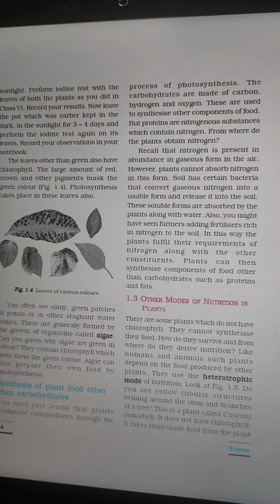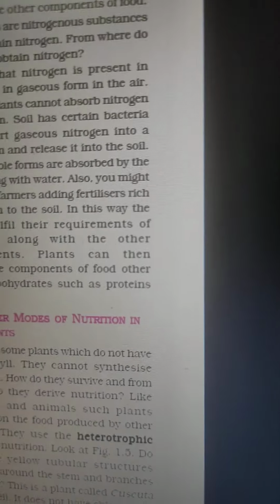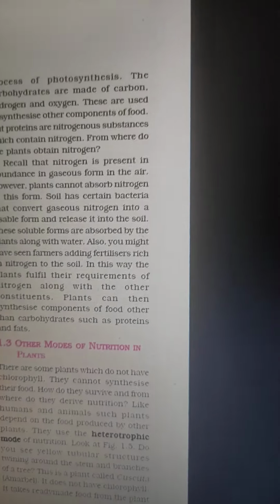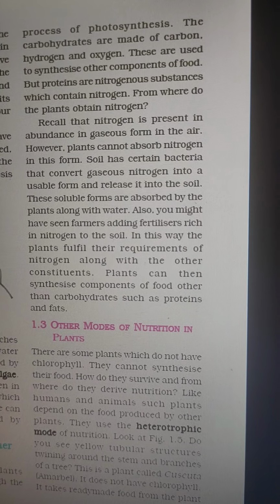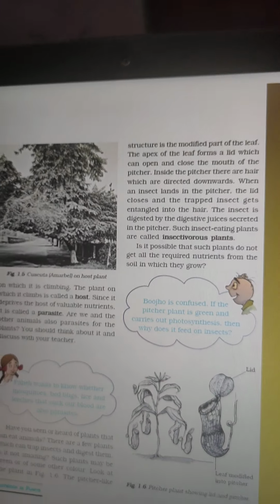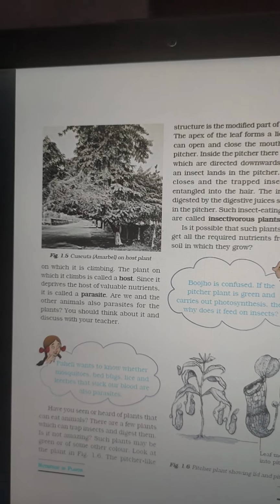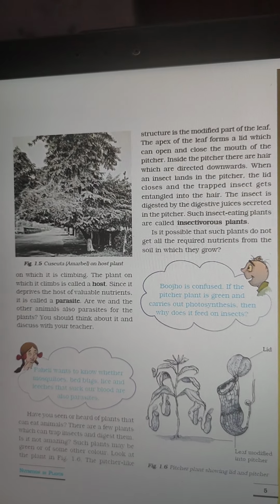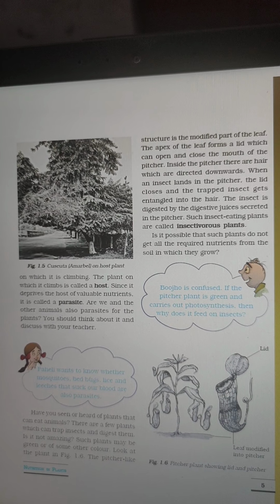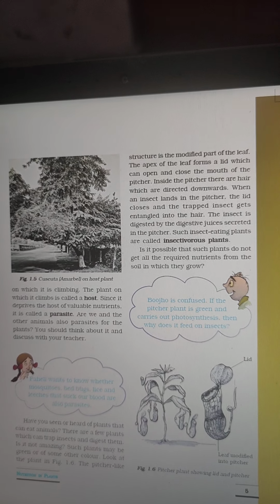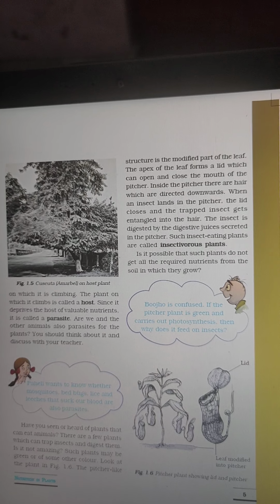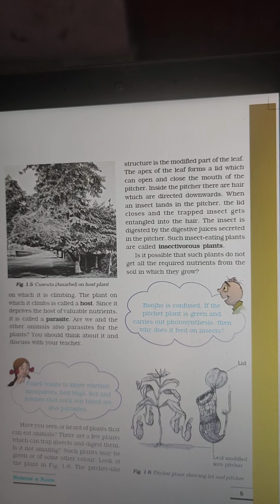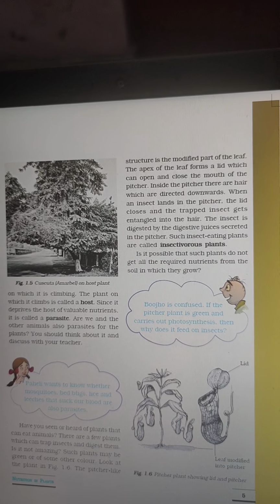So then these are the other modes of nutrition in plants. Plants are not only autotrophic, some plants are heterotrophic also. Those plants which do not have any chlorophyll show such type of nutrition, that is the heterotrophic mode of nutrition. The heterotrophic mode of nutrition can be divided into further categories like saprophytic nutrition, parasitic nutrition, and insectivorous nutrition.